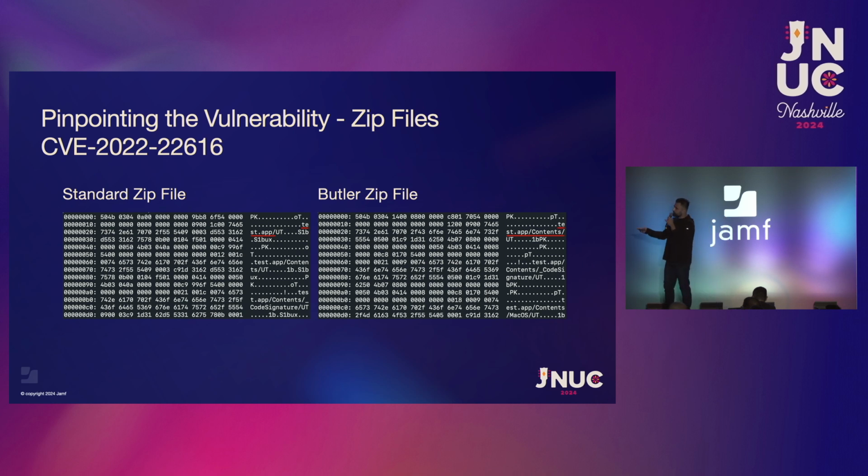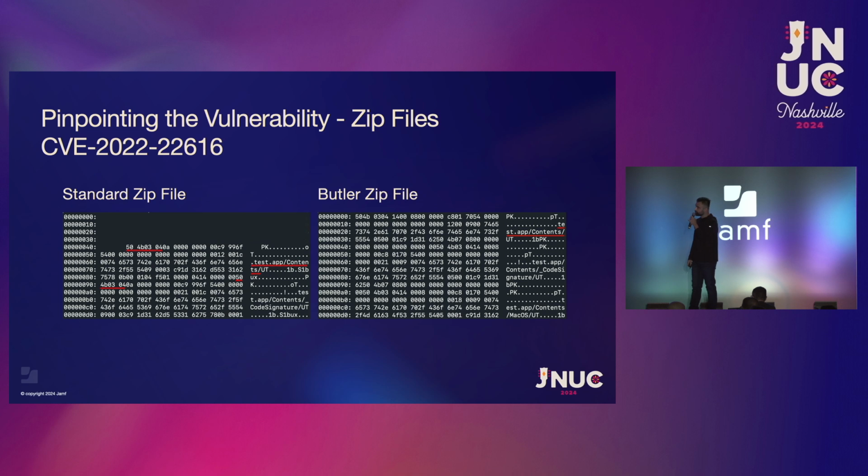Here we have a standard zip file that we created through the command line and one that was created through Butler. One thing that immediately stood out to us was that the root of the zip header for a standard zip is pointed at test.app, but the one for the Butler zip file was pointed at test.app/contents. We thought that was quite strange, but we wanted to replicate this behavior.